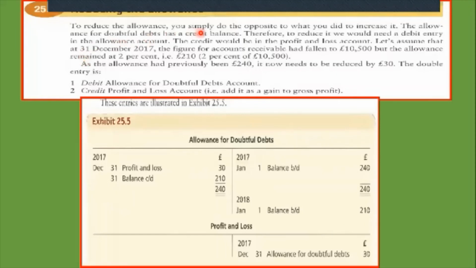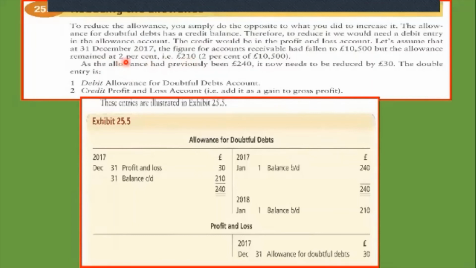To reduce the provision, you simply do the opposite of what you did to increase it. The allowance for doubtful debts has a credit balance. Therefore, to reduce it, we would need a debit entry in the allowance account. The credit would be in the profit and loss account. Let's assume that at 31st December 2017, the figure for accounts receivable had fallen to 10,500, but the allowance remained at 2%.